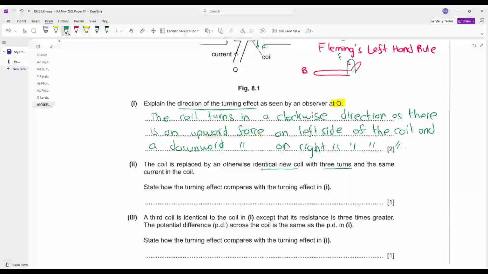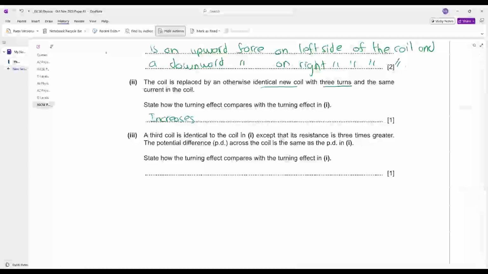A coil is replaced by an otherwise new coil with three turns and the same current in the coil. Oh, you have three turns. State how the turning effect compares with the turning effect in part 1. The turning effect increases. What does the turning effect do? It increases. A third coil is identical to the coil in part 1 except that its resistance is 3 times greater. If resistance is 3 times greater, what will the current do? It will reduce. If the current reduces, turning effect decreases. Simple as that, nothing complicated.